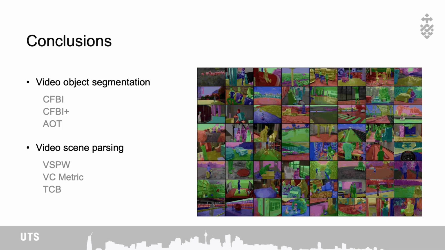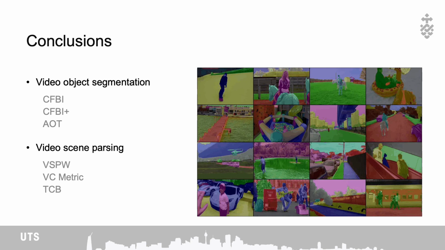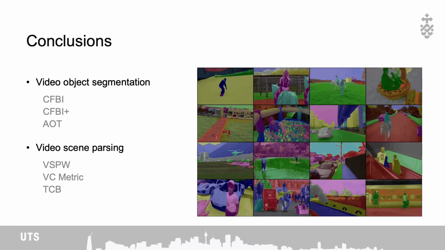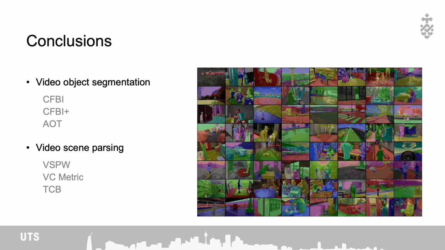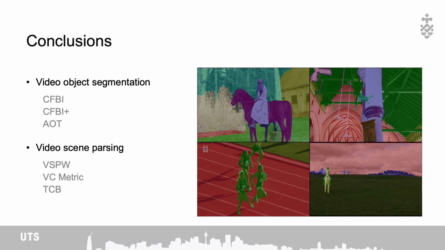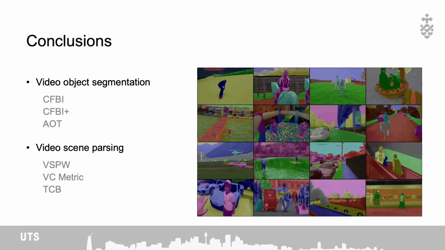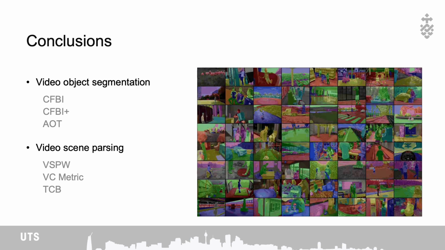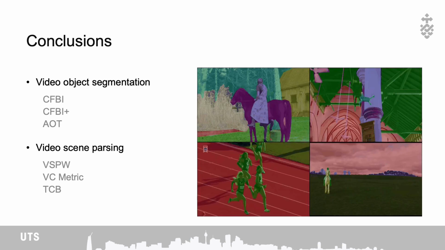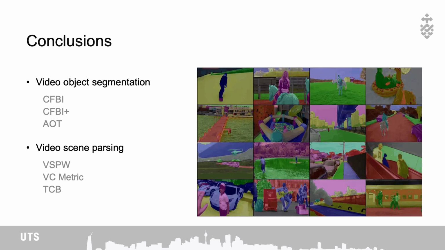Okay, in this talk, we introduce our latest progress on video object segmentation and video semantic segmentation. For video object segmentation, we introduced CFBI and its improved version CFBI Plus. We also introduced our recent work, which is the first one applying a transformer to facilitate video object segmentation. For video semantic segmentation, we introduced a new large-scale benchmark to facilitate the research. And in this work, we also present a new VC metric to evaluate the smoothness of the predictions. Also, a TCB network, which can be trained in an end-to-end manner, is introduced.